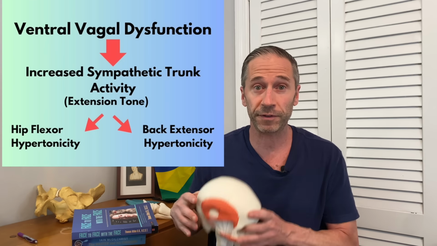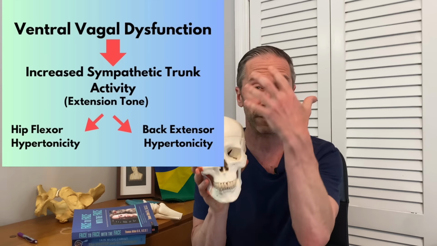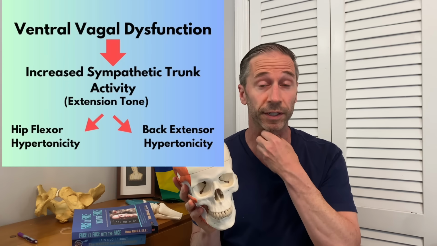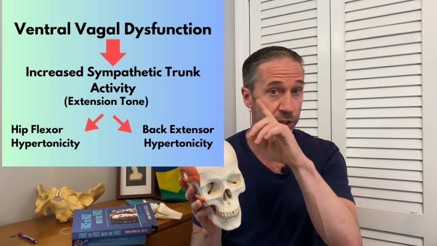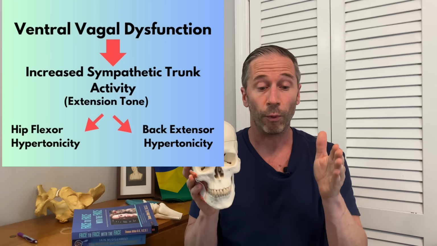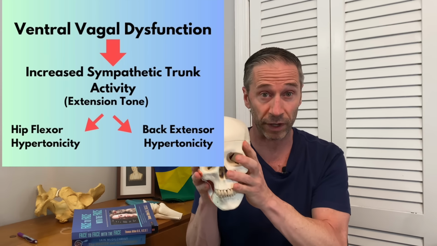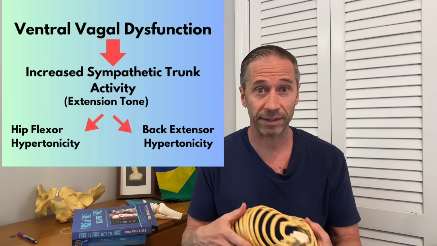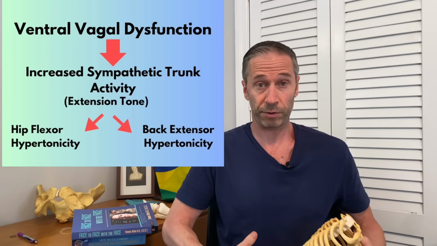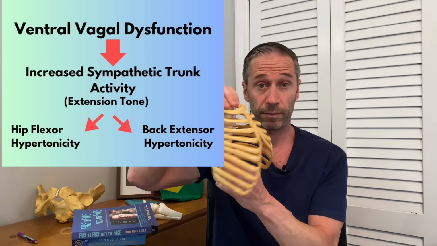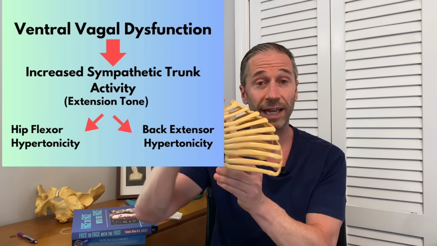Ventral vagal dysfunction. Just think of the front of the face, the mouth, your tongue, your larynx, your vagus nerve, your visual system, your auditory system, all of that. When something goes wrong inside that ventral vagal system, it increases sympathetic trunk activity, which is your torso, which means increased sympathetic trunk activity creates extension.